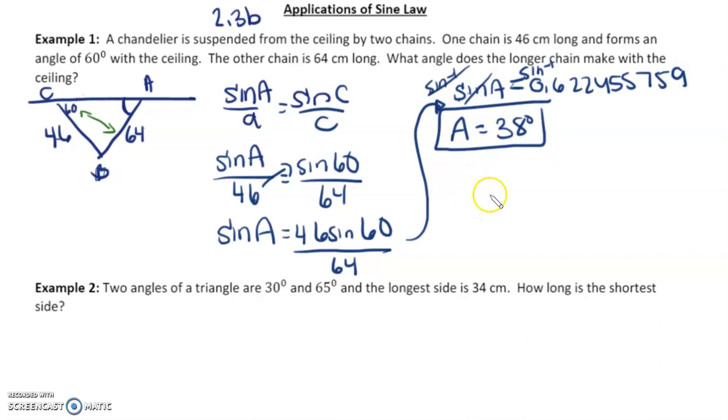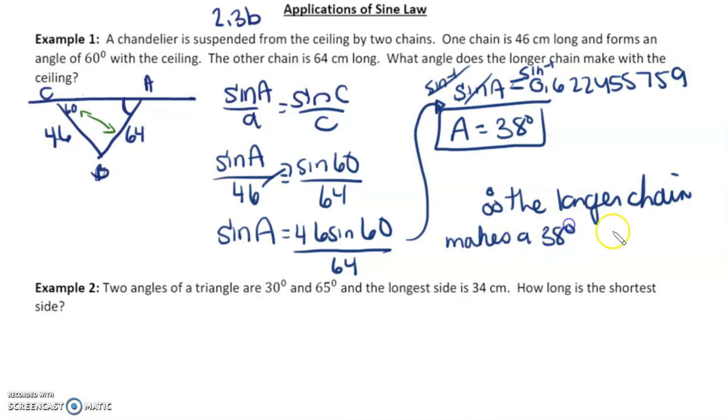Okay, and since this is a word problem, we'll say, therefore, the longer chain makes a 38-degree angle with the ceiling.